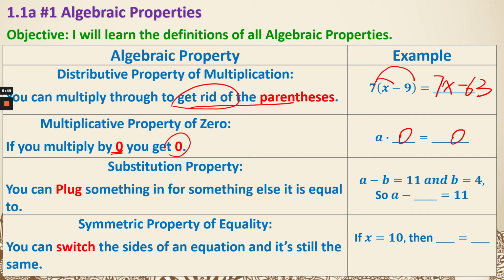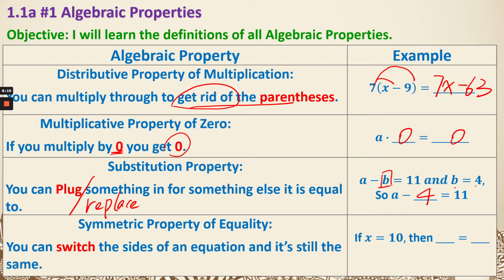Next, substitution property. You can plug something in, or you can think of it as you can replace something with something else it is equal to. So if I know b and 4 are the same, I can replace the b with a 4. That is substitution property.